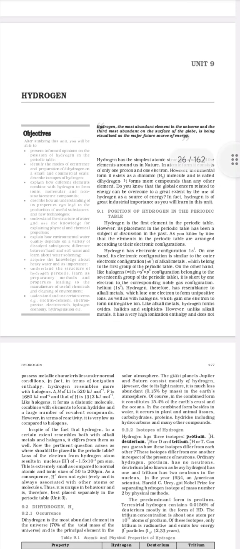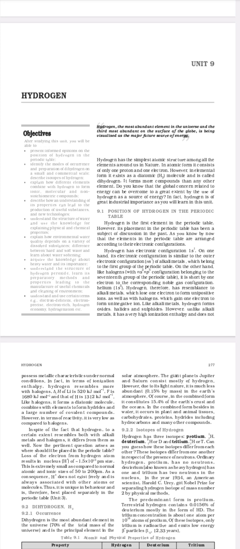So the first topic is position of hydrogen in the periodic table. Hydrogen is the first element in the periodic table. However, its placement in the periodic table has been a subject of discussion in the past. As you know by now, the elements in the periodic table are arranged according to their electronic configurations. Hydrogen has electronic configuration of 1s1. On one hand, its electronic configuration is similar to the outer electronic configuration of alkali metals, which belong to the first group of the periodic table.